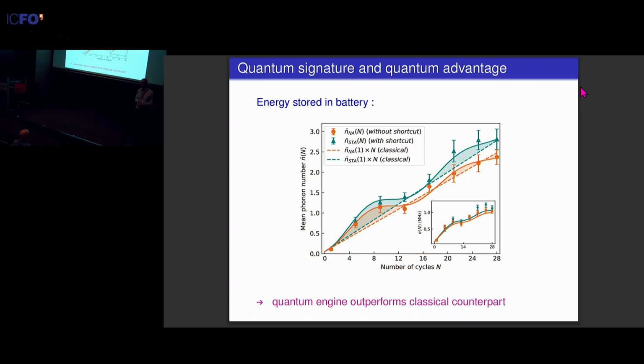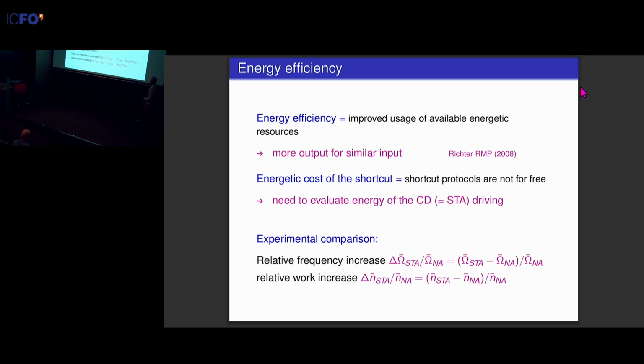Oh, it's very clear. Every single quantum point is above the classical prediction. I do better than the classical machine. This quantum engine outperforms the classical counterpart. I have quantum advantage. It's kind of nice, right? To my knowledge, for quantum heat engines, this is the first example where the quantum one outperforms the classical one. That's quantum advantage.